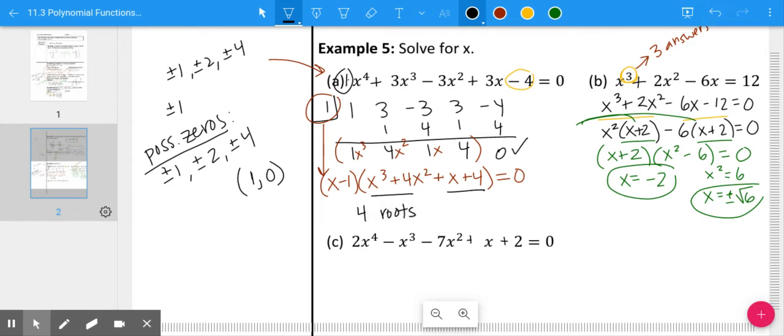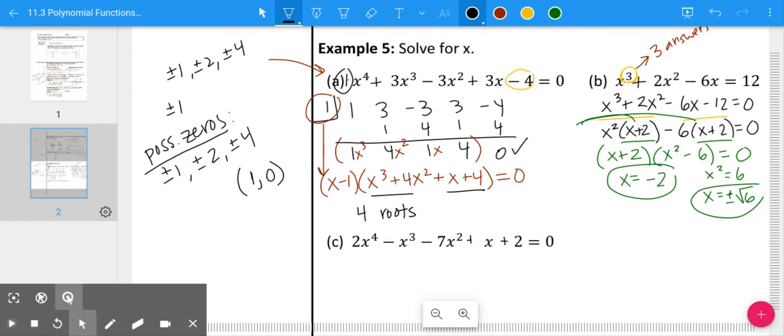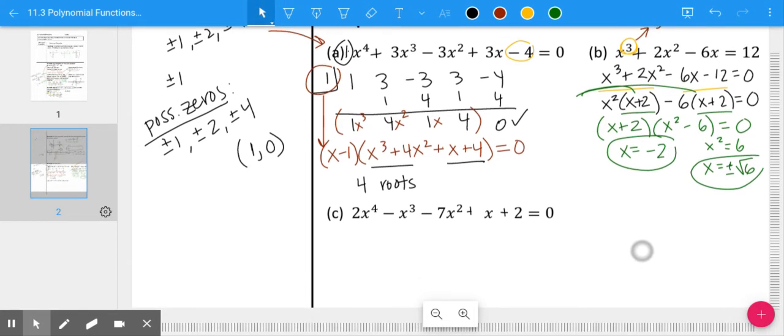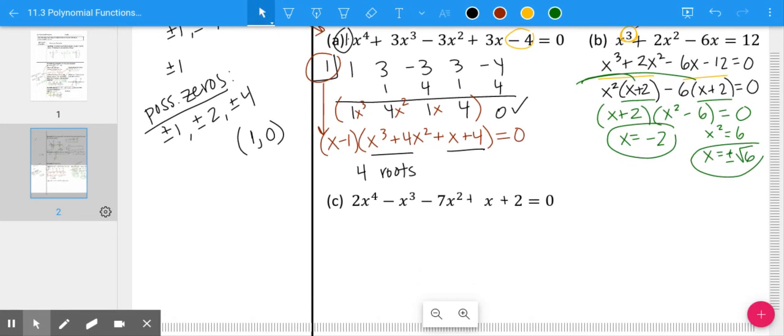So expect some imaginary answers here. Go ahead and type those in on your Edpuzzle. For this very last problem, we have the same issue where we can't factor or do anything to start this.